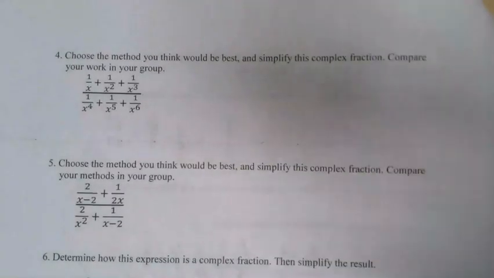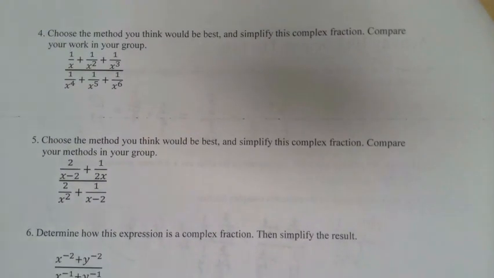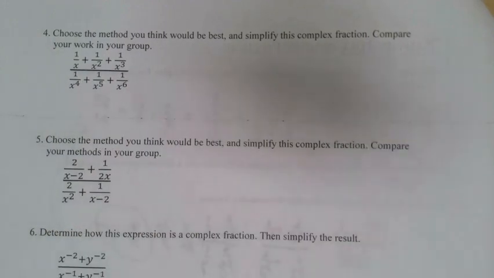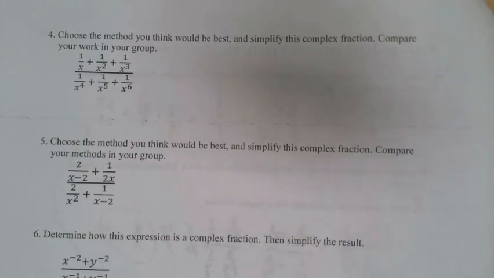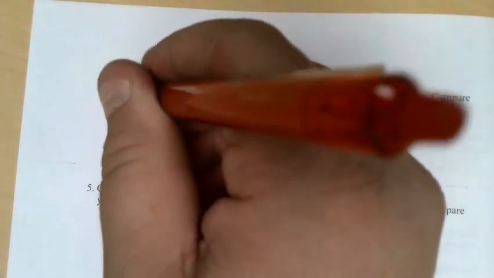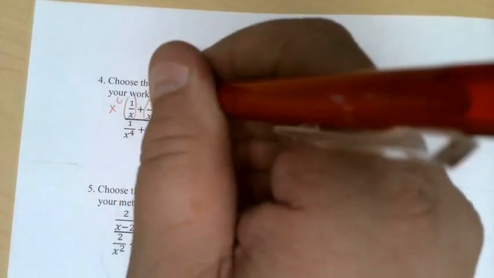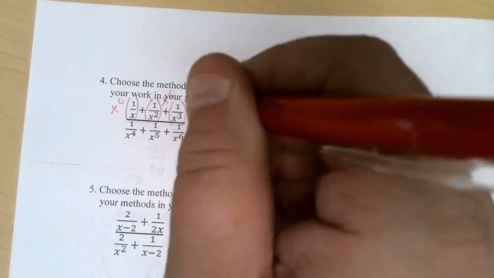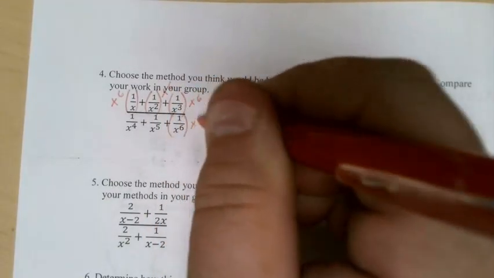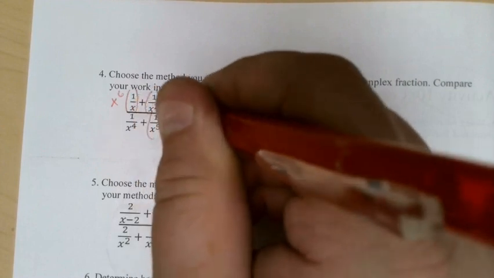Check this out. Choose a method you would like to use and simplify. I'm always going to multiply by a common denominator. Now look at this. I've got x squared, x cubed, x to the 4th, x to the 5th, x to the 6th is my common denominator. So I'm going to multiply everything here times x to the 6th. So I'm going to go x to the 6th, x to the 6th, x to the 6th, x to the 6th, x to the 6th.